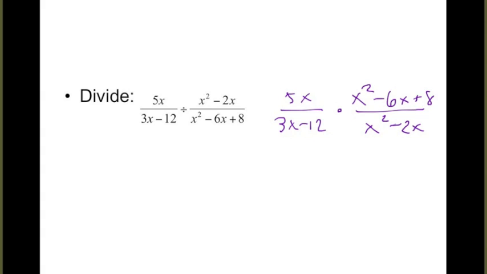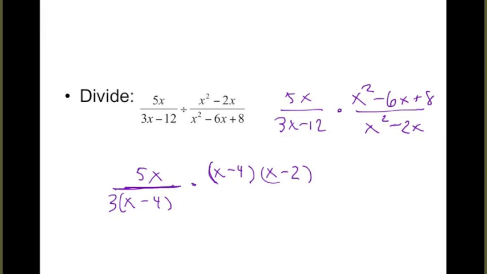And then this problem becomes exactly like the last type of problem. We want to factor each numerator and denominator when possible. The 5x is only one thing, so there's nothing to do with that. 3x minus 12, what do they have in common? 3, which would leave an x minus 4. Top of the second one, I want to multiply to 8 and add to negative 6. It's going to be a minus 4 and minus 2. Bottom of the second one, what do they have in common? An x, which will leave an x minus 2.